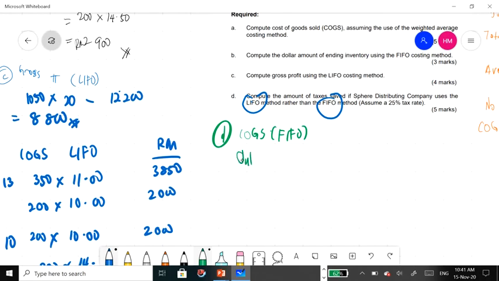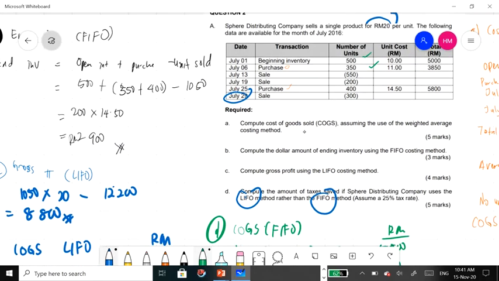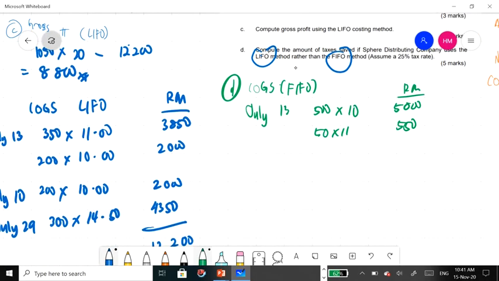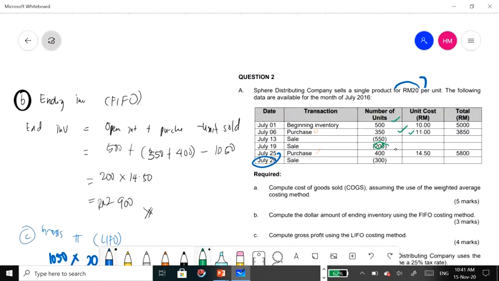So July 13, 500 times with 10, 50 times with 11. So you will get 5,550. So next sale 200 first in first out. Okay, so kita ambil yang 11 lah. July 19, 200 times with 11. So you get 2,200.